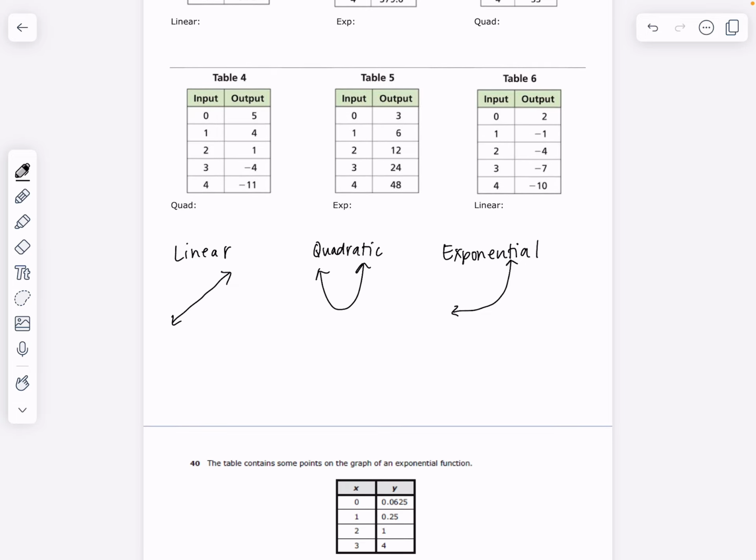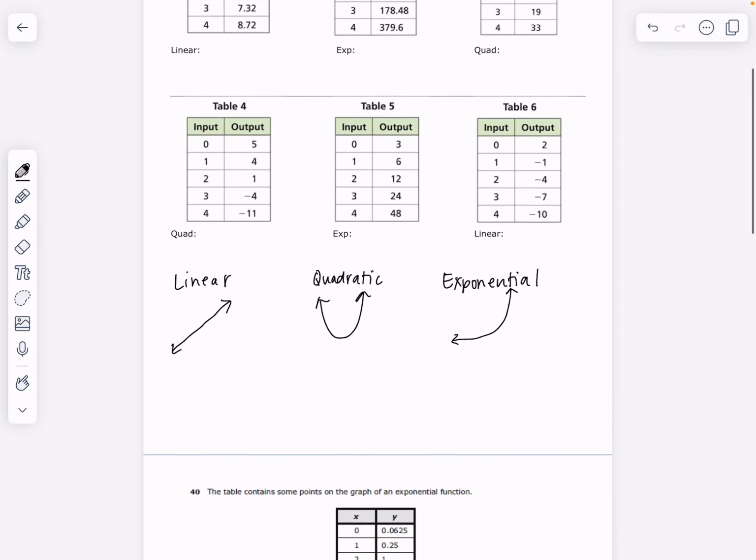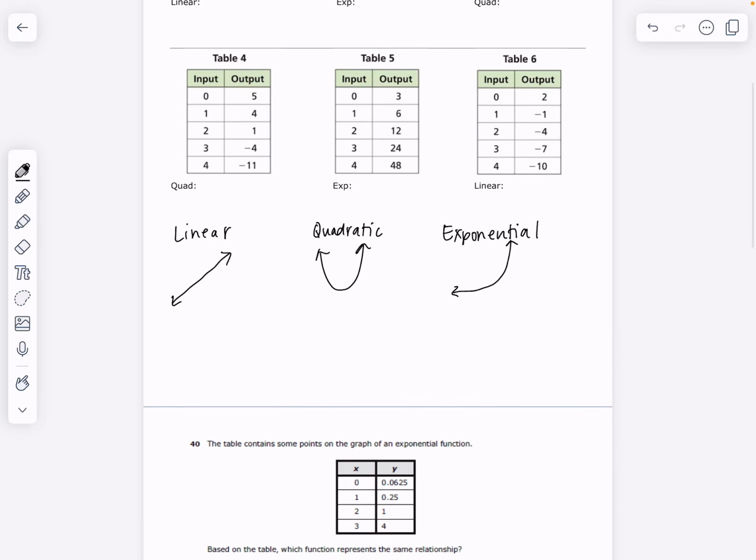If they say linear, you're going to go to Desmos, add the table into Desmos, and type y1 tilde mx1 plus b. For quadratic, you're going to do y1 tilde ax1 squared plus bx1 plus c. And then for exponential, y1 tilde a times b to the x1.